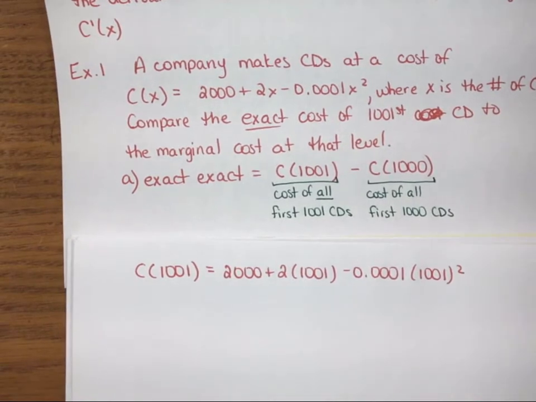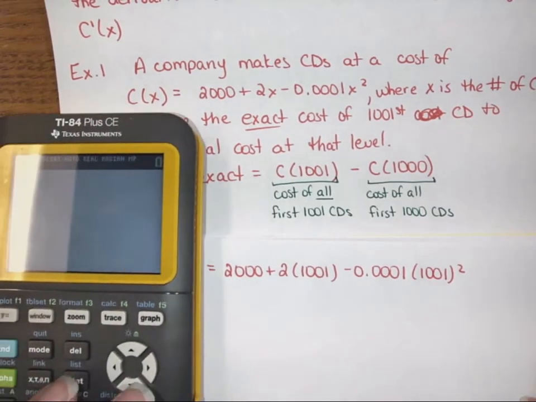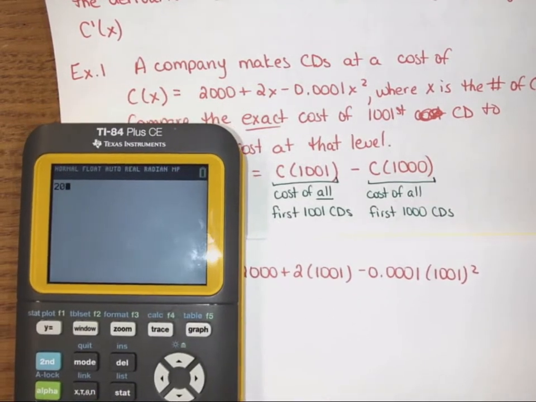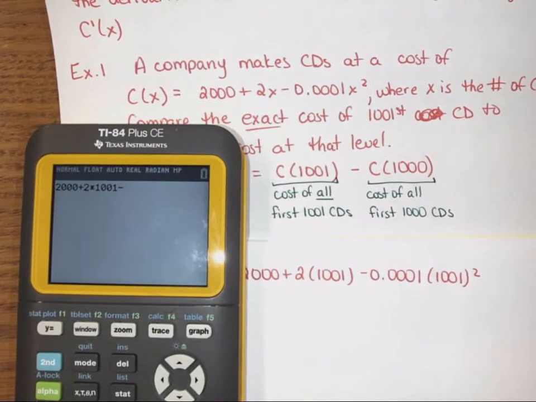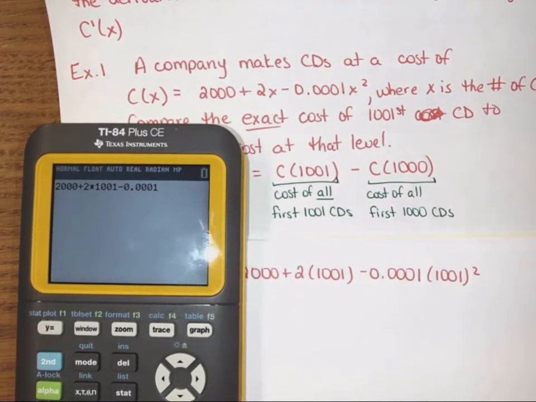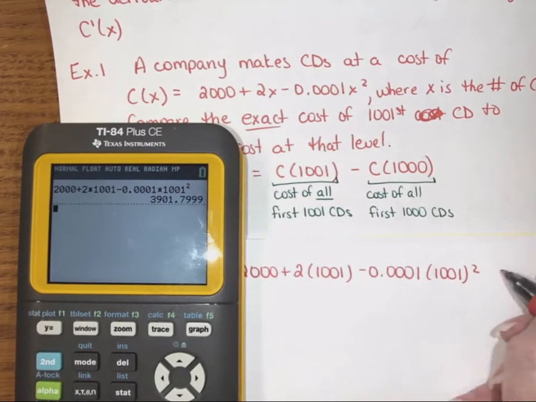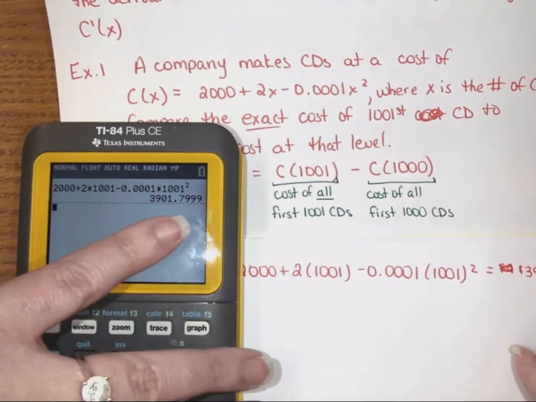Make sure that we can see this and it's not too blurry. It's kind of hard to get this calculator and not have it be glary. Okay, so we want 2,000 plus 2 times 1,001 minus 0.0001 times 1,001 squared. And notice we want to round this since it's money, right? So notice we're going to get $3,901.80 if we round it. Okay, let me slide the paper over.